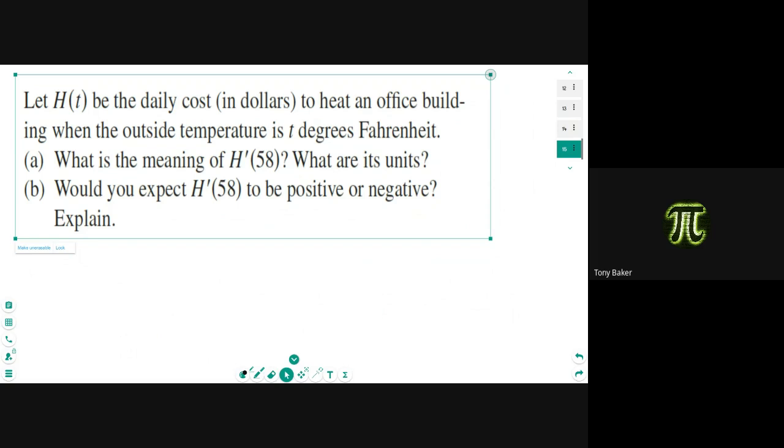All right, we'll take the other question. What are the units at that point? Cost per degree. So it's telling you how much you're going to pay for heating for every degree it changes, every degree it goes up or goes down. So would you expect it to be positive or negative?